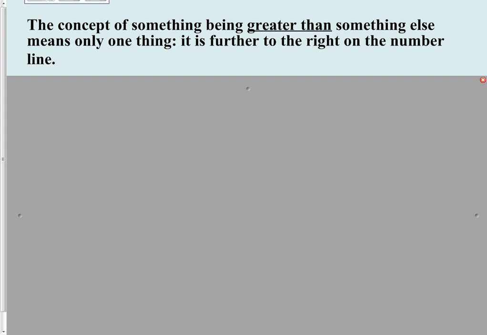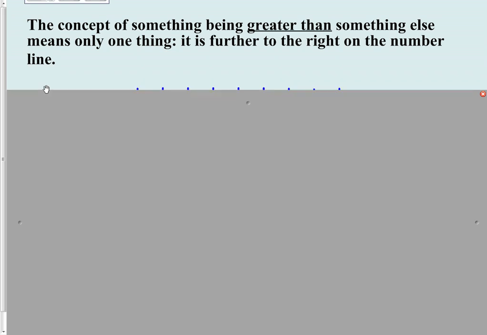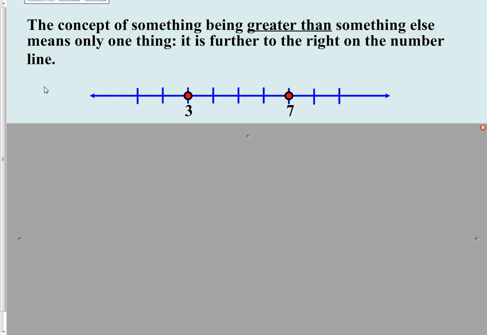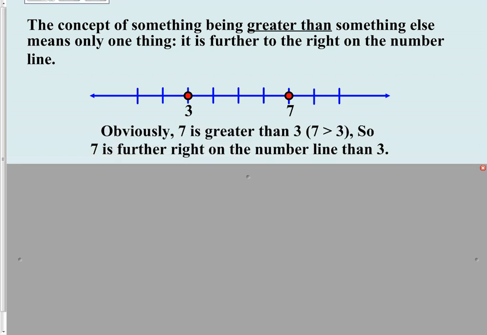The concept of something being greater than something else means only one thing. When we're talking in a single dimension, it simply means we are further to the right on the number line. Saying that something is greater than something else simply means it is further towards the positive values on the number line. Some of this is very easy to get your head wrapped around. Some of it is not so easy, and it causes us to make silly mistakes.